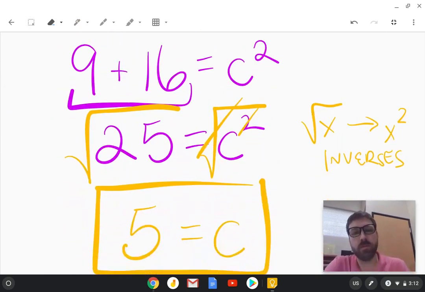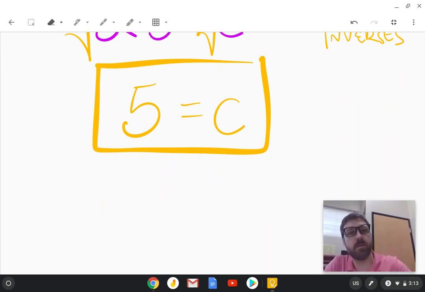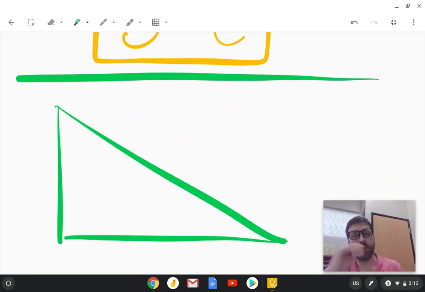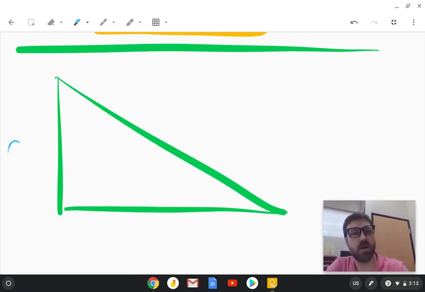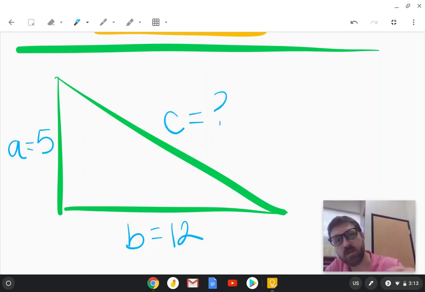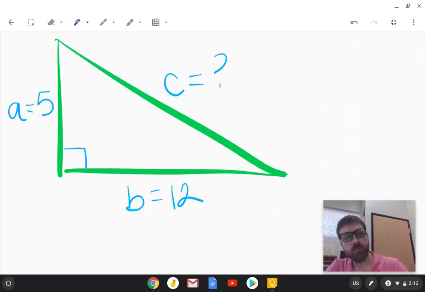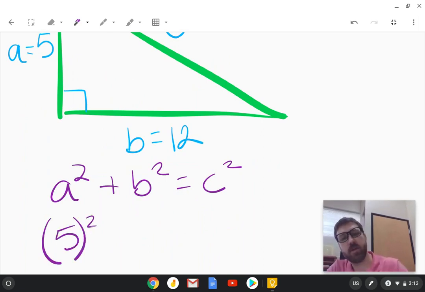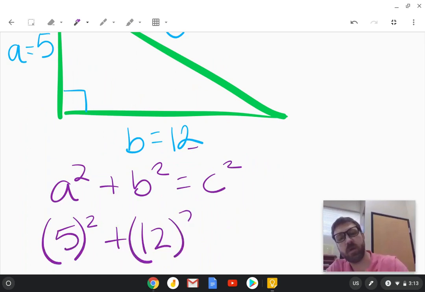All right, let's do another example. So I have another triangle. We'll say we have an A value of 5, a B value of 12, and we want to know what C is equal to. We'll do another one of these C ones. All right, so go down to our formula. Our formula is A squared plus B squared equals C squared. A is 5, so it becomes 5 squared. B is 12, so that becomes 12 squared. And we want to find C squared.